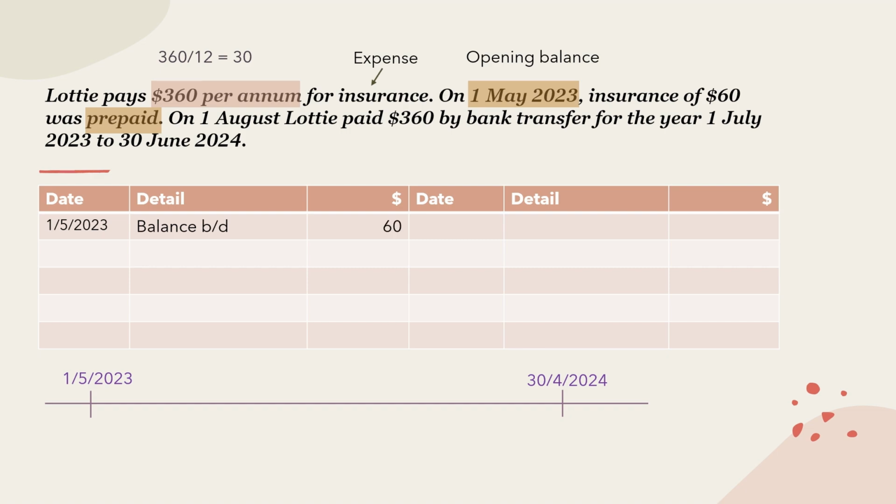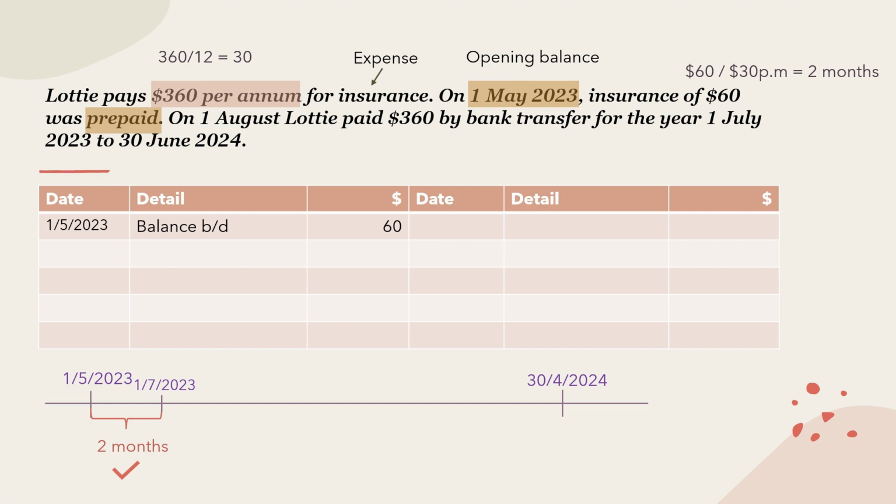$60. Now what does this $60 actually mean? Let's calculate the number of months. We know that $60 was prepaid and the per month rate is $30. So if you divide 60 by 30, you will get 2 months. That means Lottie has paid insurance for 2 months in advance. So from 1st May 2023, 2 months insurance was prepaid. That means it has been paid already. 2 months after 1st May 2023 is going to be 1st July 2023. So we need this information to make sure we understand what's going on.